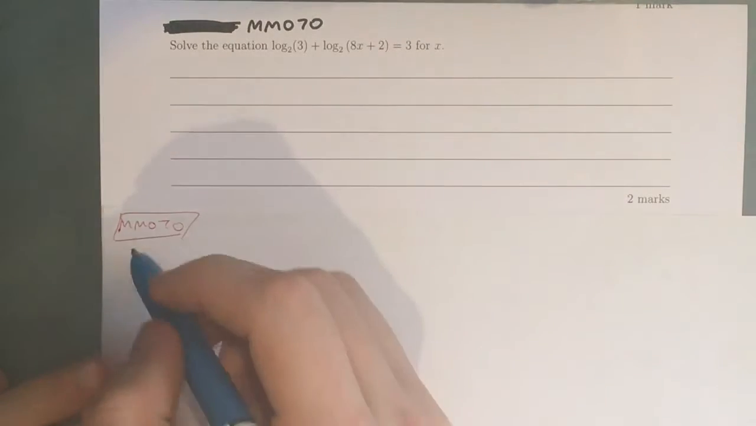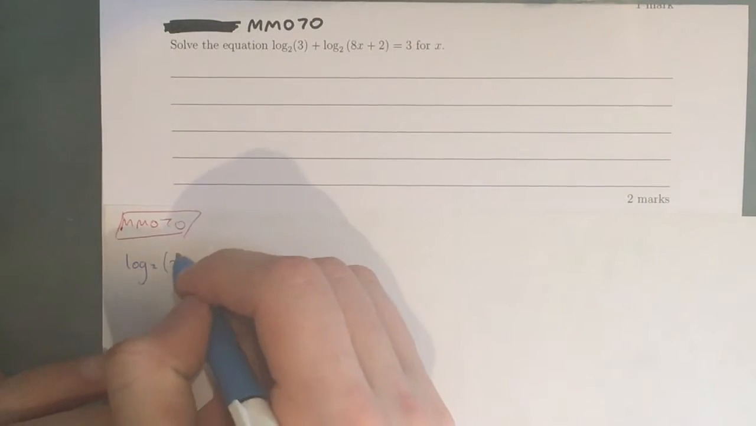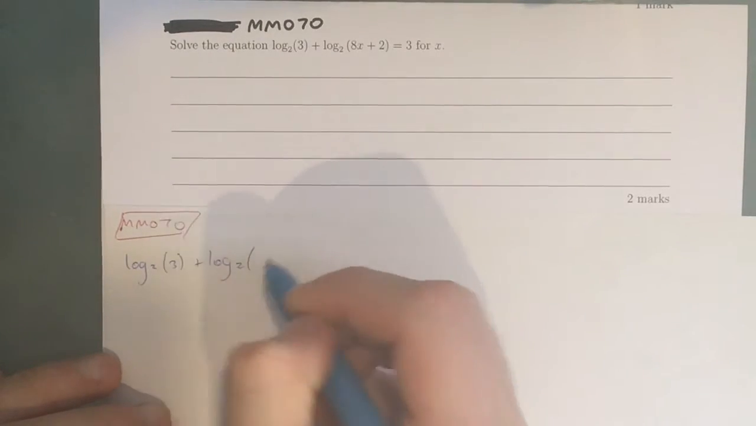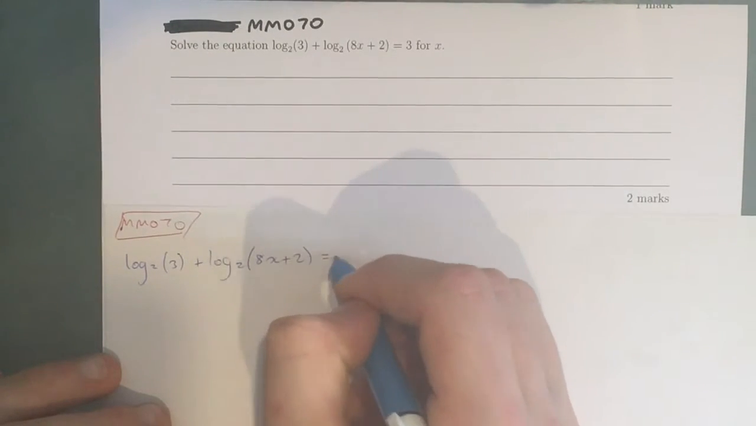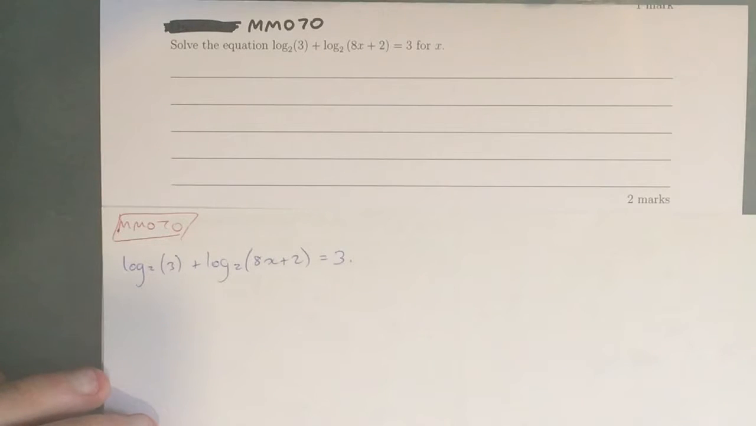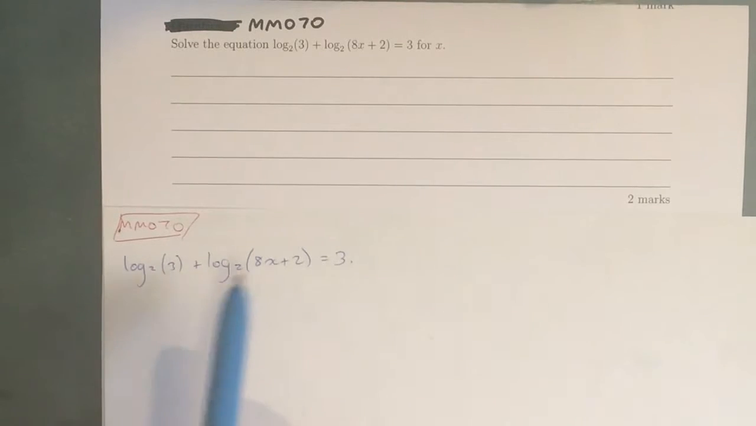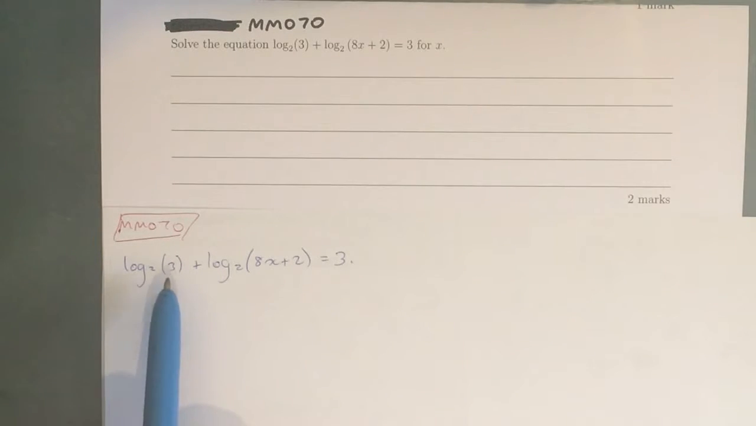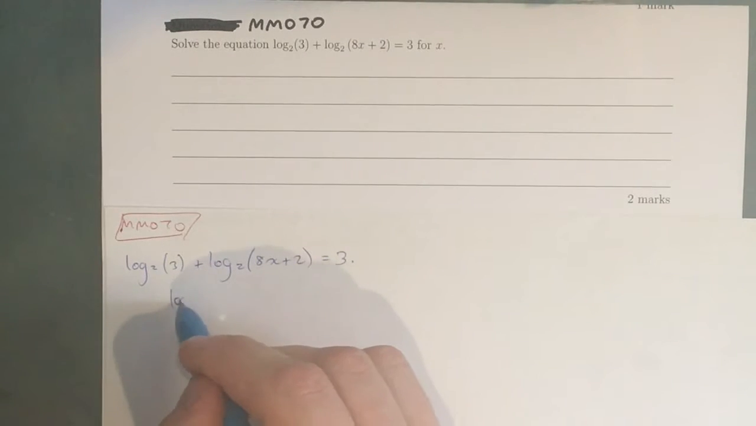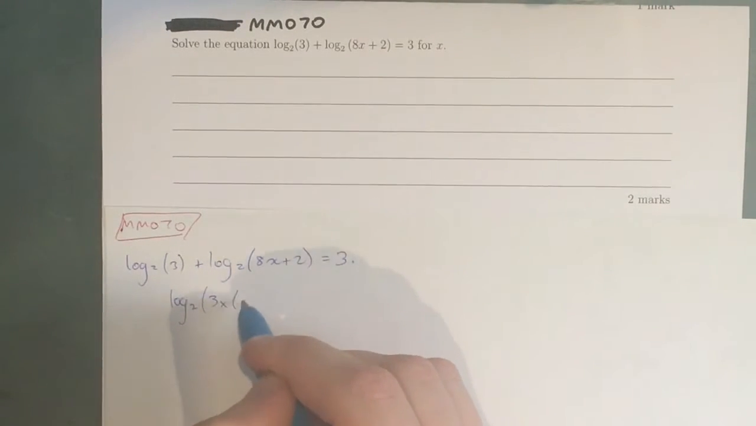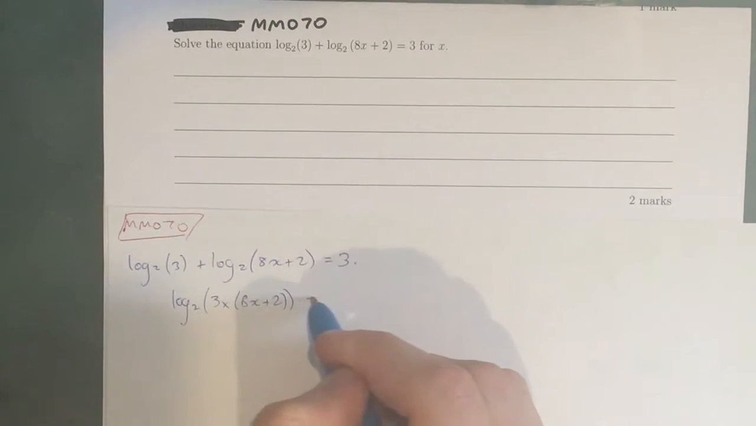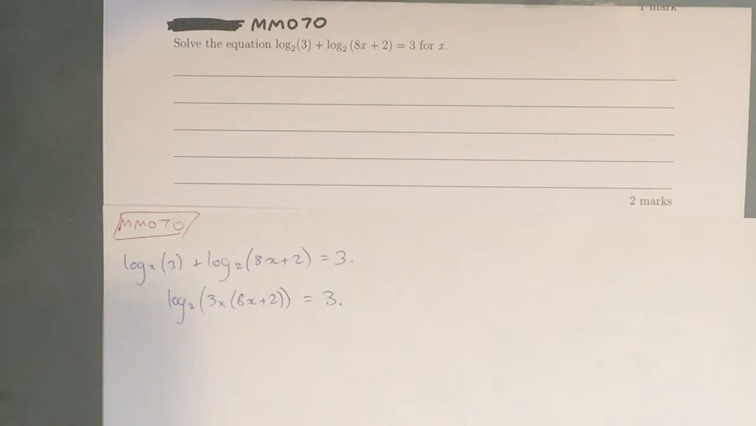So I like to rewrite my equations whenever I've got them. So log 2 of 3 plus log 2 of 8x plus 2 equals 3. So there's a couple of log laws that we need to keep in mind here. And the first one that I can immediately see is this plus here. So we've got two logs that have the same base and we're adding them together, which means that we can actually multiply the insides of the brackets. So what we get is log 2 of 3 times 8x plus 2 equals 3. So that's our first step.